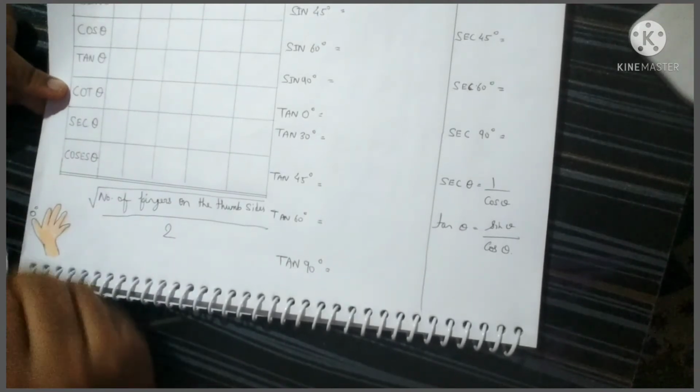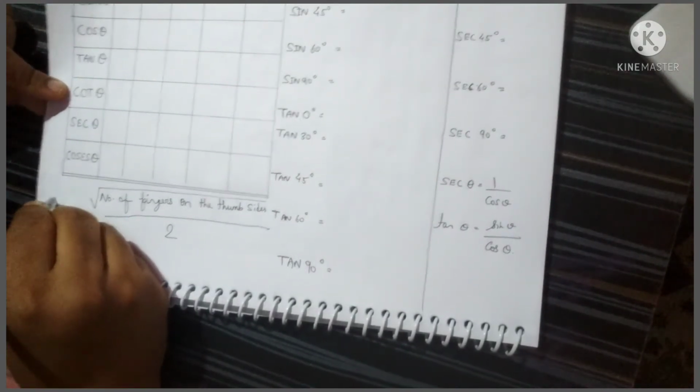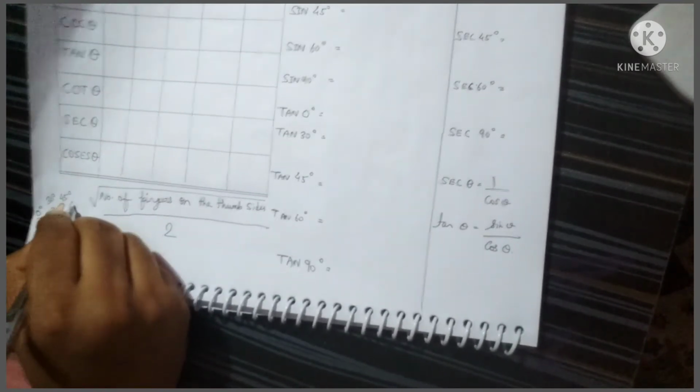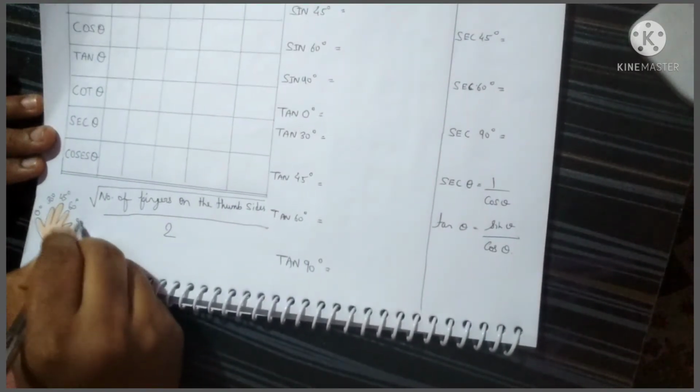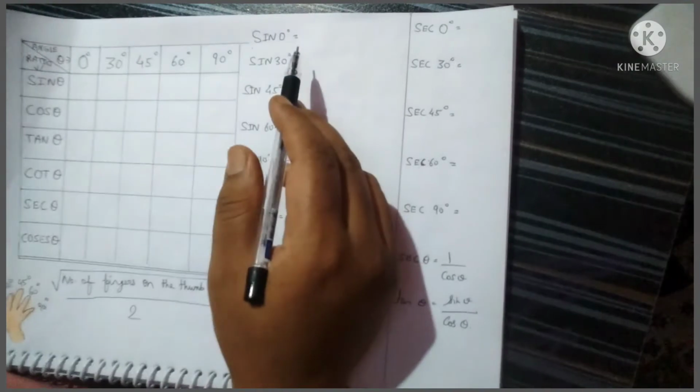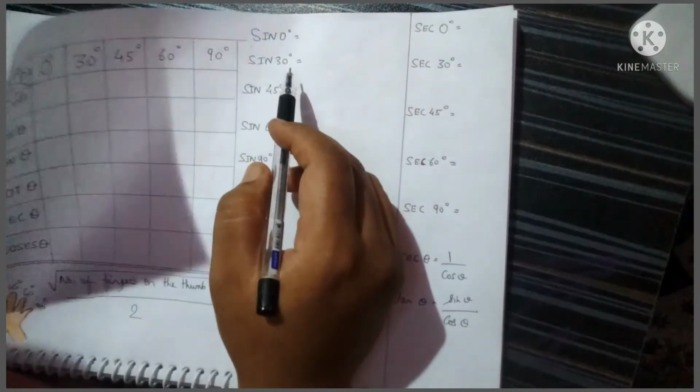We will take the thumb as 0 degree, then 30 degree, then 45, then 60, and the little finger is 90 degree. By the help of this we will get all the values. Now we will see first sine theta. So for the number of fingers, we are taking 0 degree.